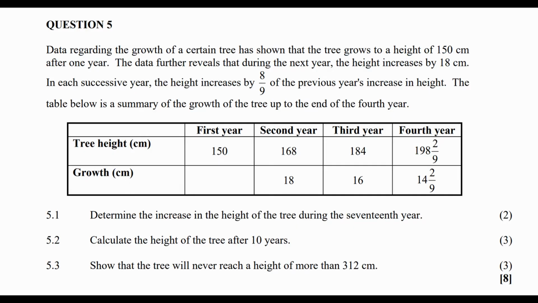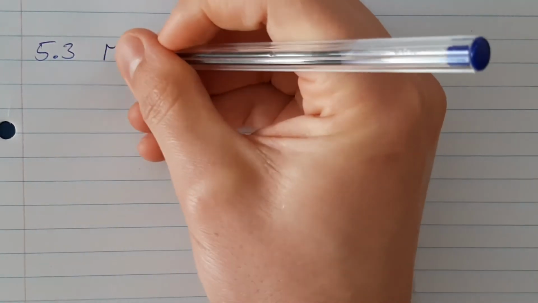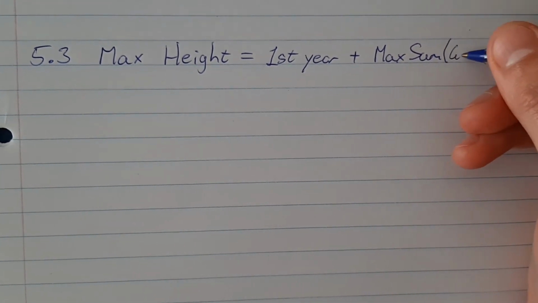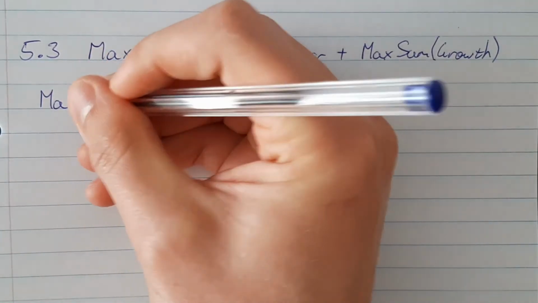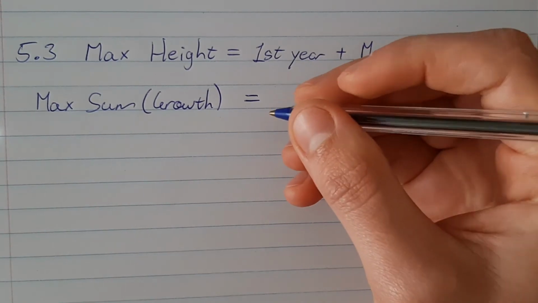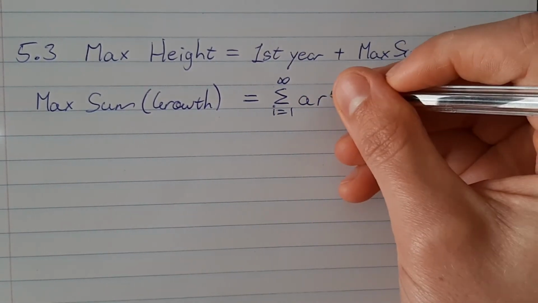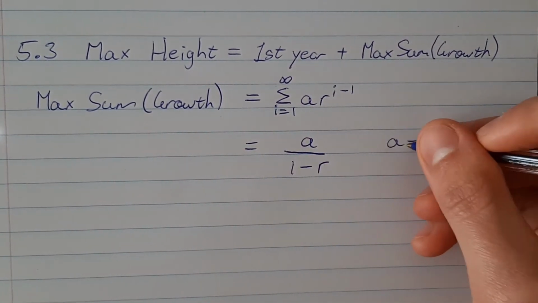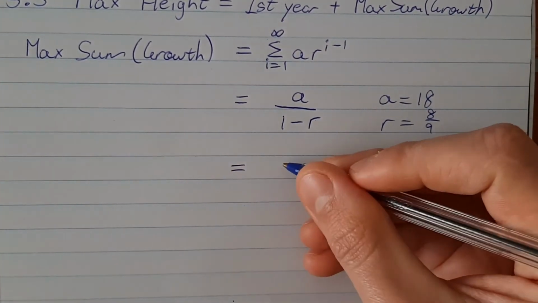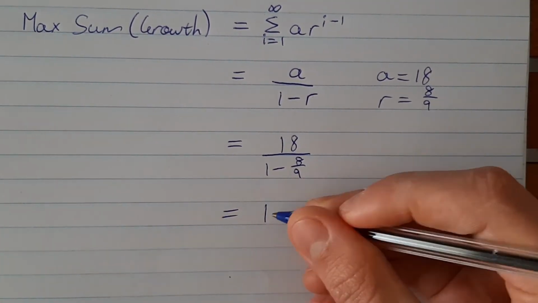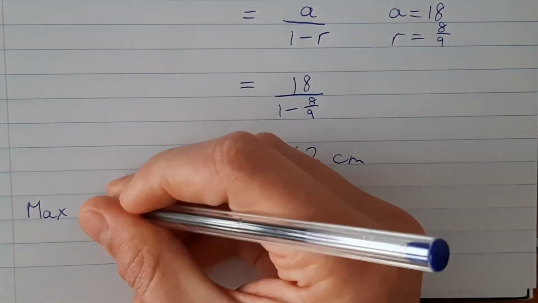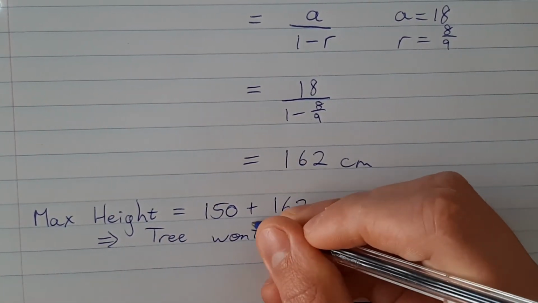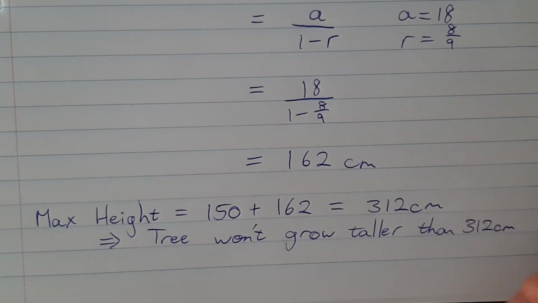Question 5.3 asks about the maximum height of the tree. To calculate this, we need to calculate the sum of the growth of the tree as if it was given infinity to grow. There's a formula for this on the formula sheet, which makes it super easy. Substitute the values for a and r into this formula to get the maximum growth of the tree. Again, this is not the final answer. We need to add this to the height of the tree in the first year, and we need to remember to write units next to our answers. For full marks, we also write the words, "The tree won't grow taller than 312 centimeters." Good job!